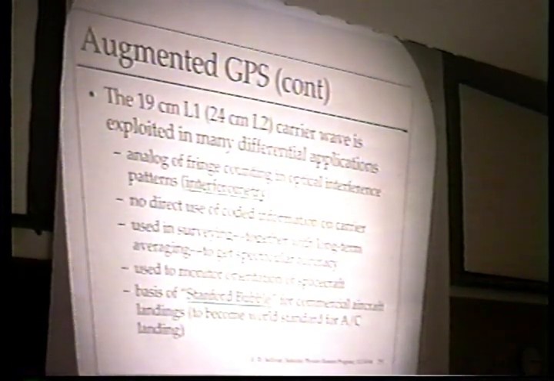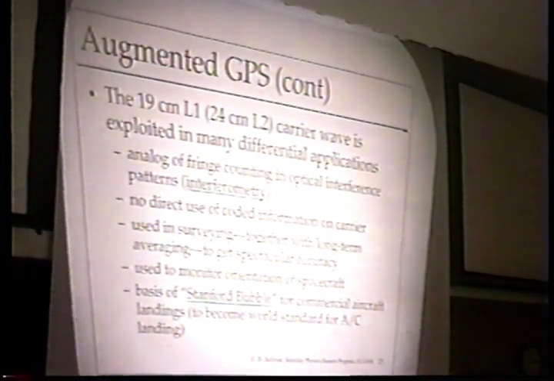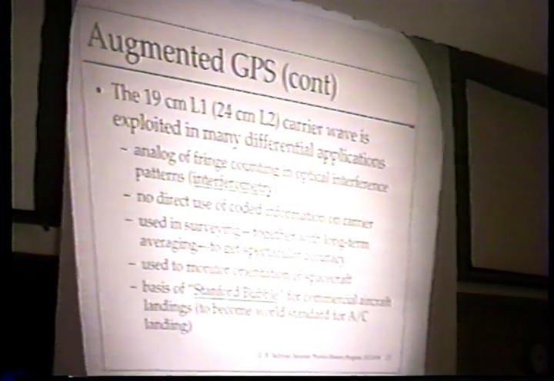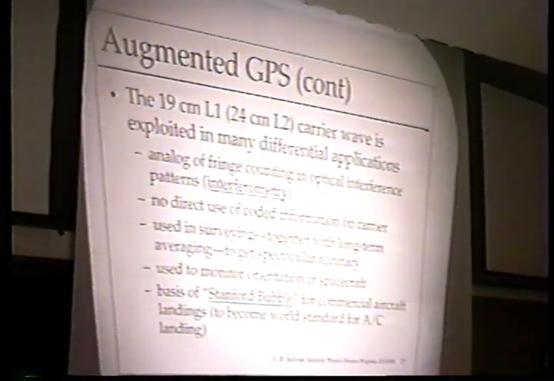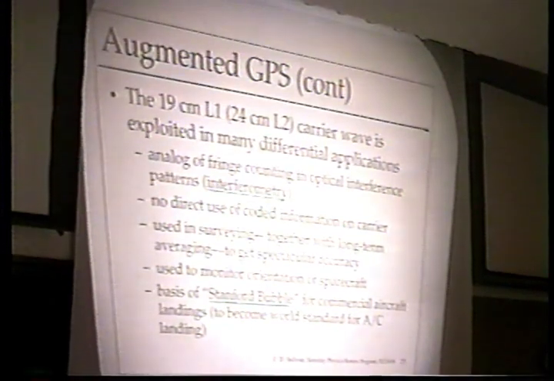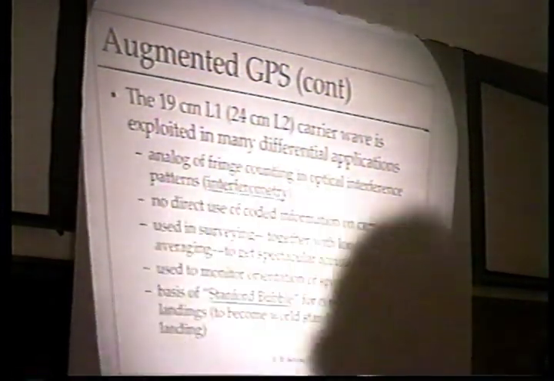It doesn't matter at all. It could be just an uncoded wave. You're using the carrier, and that's used in surveying, and you get greater accuracy if you can do long-term averaging. It's also used to monitor the orientation very precisely of spacecraft, so you know exactly how it's oriented. Certain tests of general relativity are done that way.